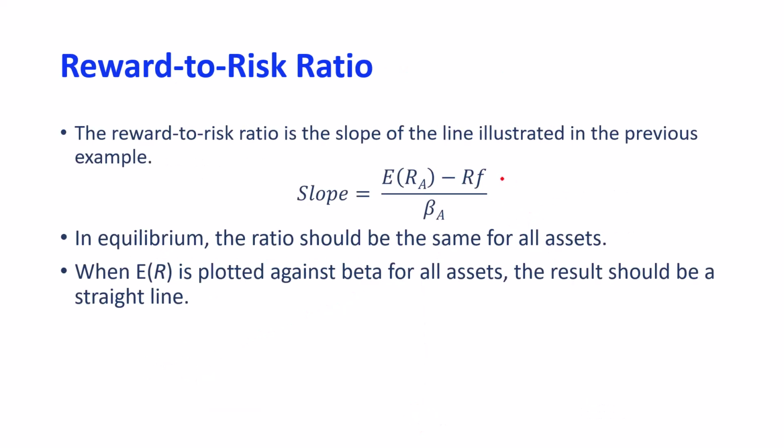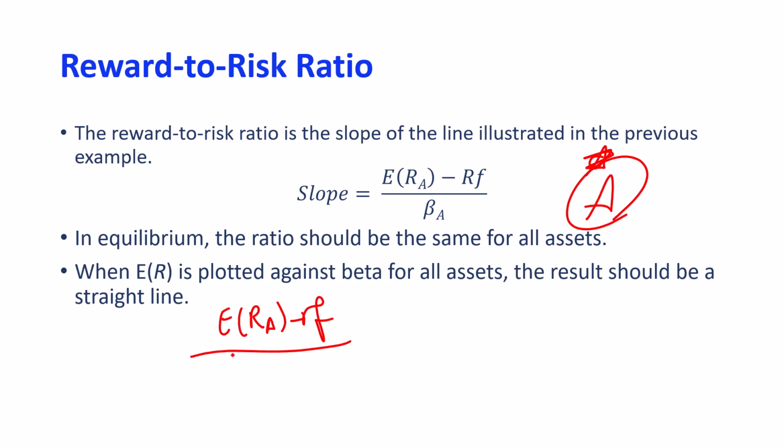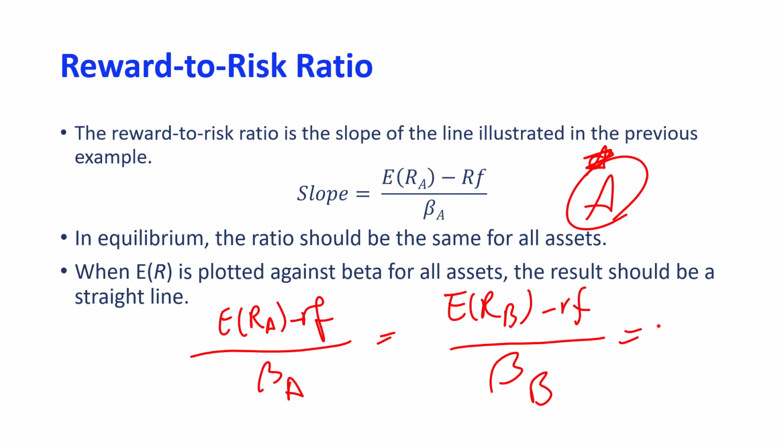Now, we call this slope the reward to risk ratio. So the reward to risk ratio is the slope of the line illustrated in the previous example about asset A. So in equilibrium, this reward to risk ratio should be the same for all assets. In other words, the expected return of asset A minus risk-free rate over beta of A should be the same as the expected return of asset B minus risk-free rate over beta of asset B, and so on and so forth. So let's see how it works.